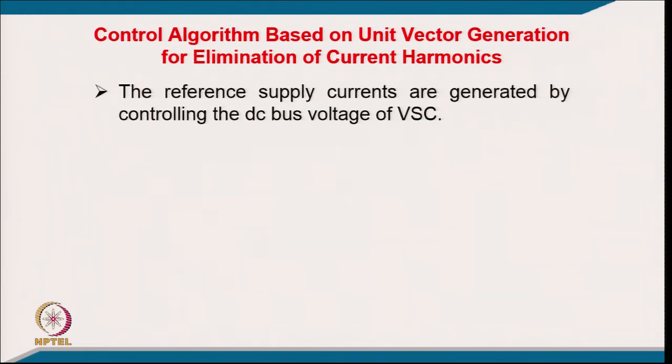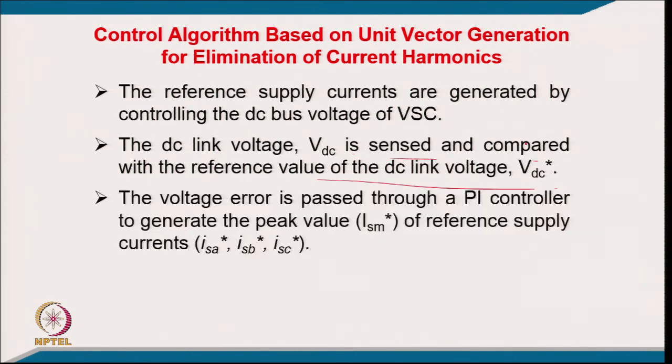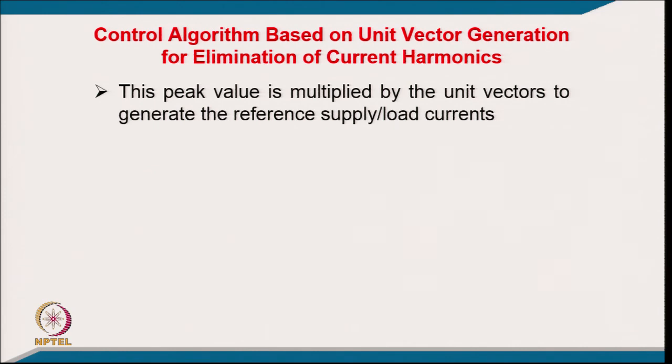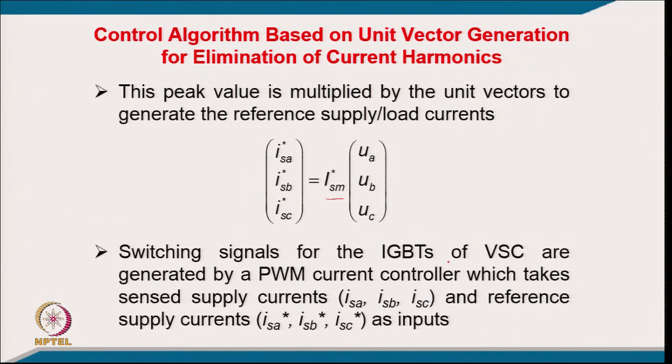The reference supply currents are generated by controlling the DC link voltage of the VSC. The DC link voltage is sensed and compared with the reference DC link voltage after filtering by a low pass filter, getting a DC component, and the voltage error is passed through the PI controller to generate the peak value of the reference supply current. This is the PI controller output to regulate the DC link voltage: VDC star minus your feedback from the DC link voltage after the low pass filter, only the DC part. This is the PI control equation for the amplitude of the supply current, and the peak value is multiplied with the unit vector to generate the reference supply current. So, this is the template multiplied by the peak, and this gives the reference supply current. Switching signals for the IGBTs of the voltage source converter are generated by a hysteresis current controller, which takes the sensed supply current and the reference supply current as input.